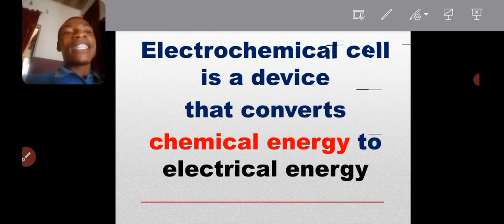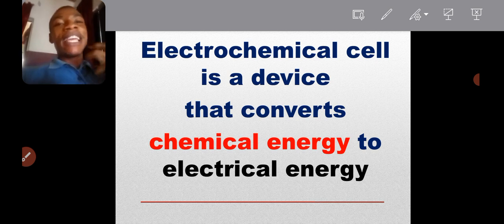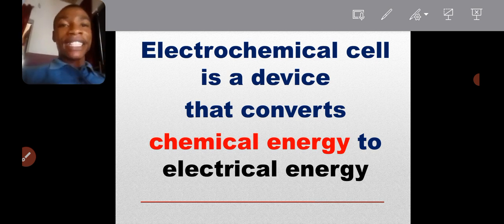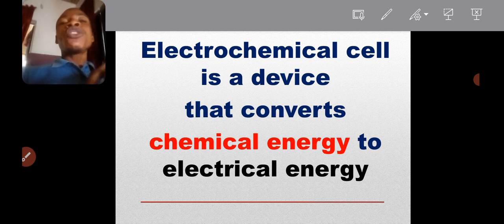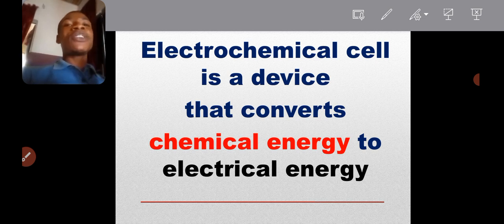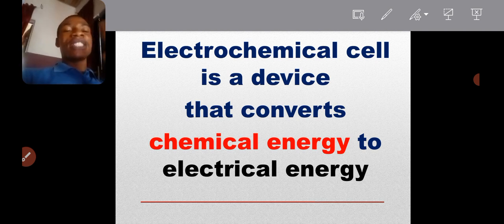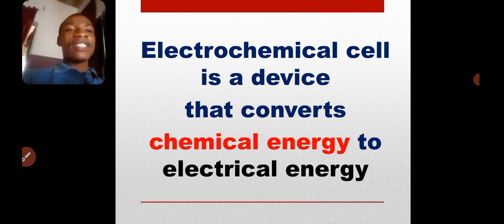First, what is an electrochemical cell? It's a device that converts chemical energy into electrical energy. That is, it is used to generate electricity from a chemical reaction, unlike the electrolytic cell that is used to produce a chemical reaction from electricity. So an electrochemical cell is just the opposite. It uses a chemical reaction to generate electricity.